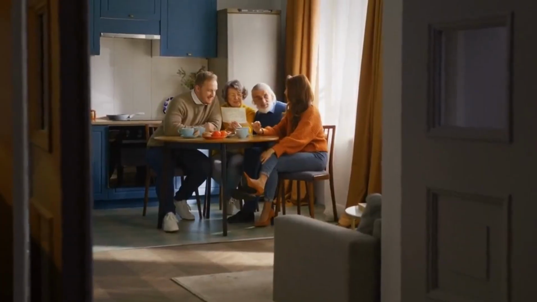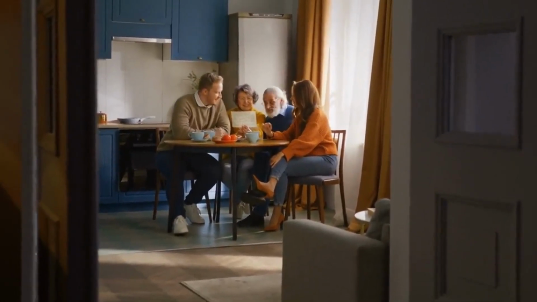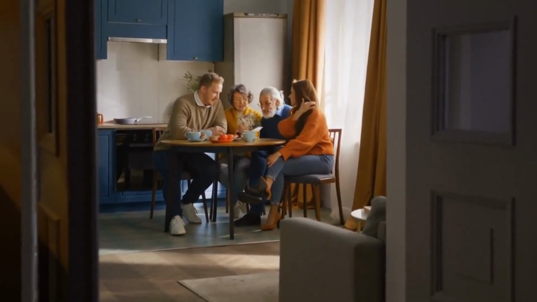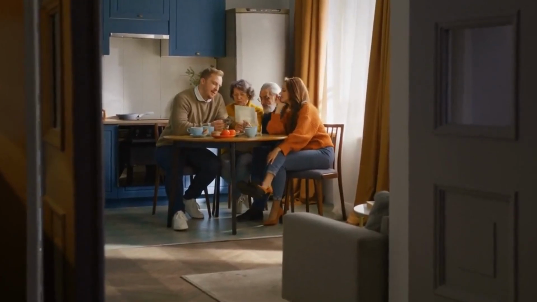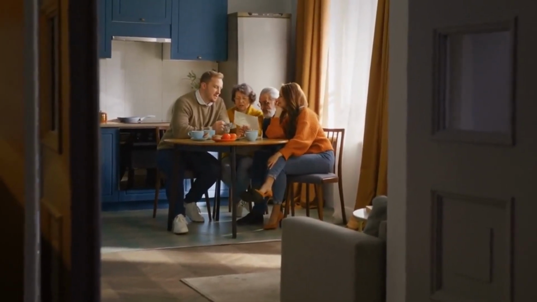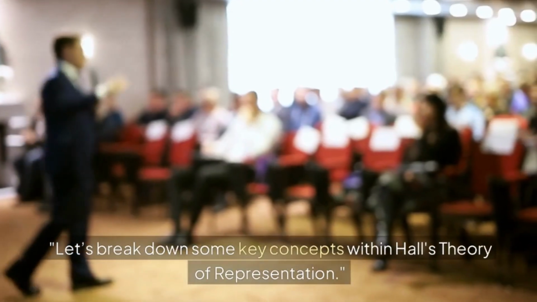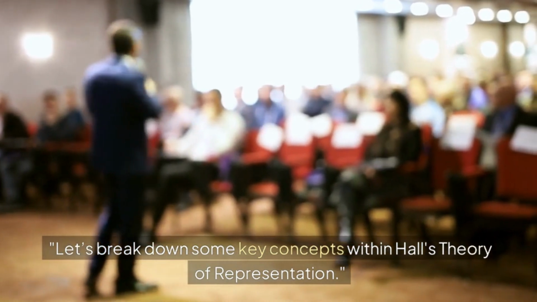Hall argues that representation involves the production of meaning through language, symbols, and signs. It's not just about showing what's out there, but about giving it meaning that can vary widely depending on context and interpretation. Let's break down some key concepts within Hall's theory of representation.